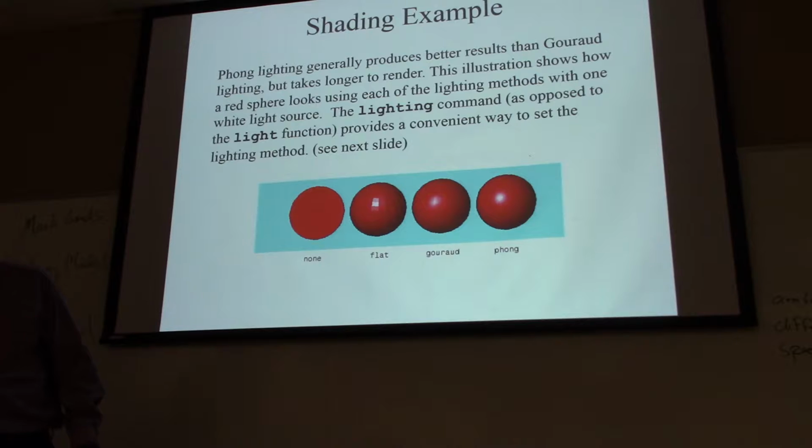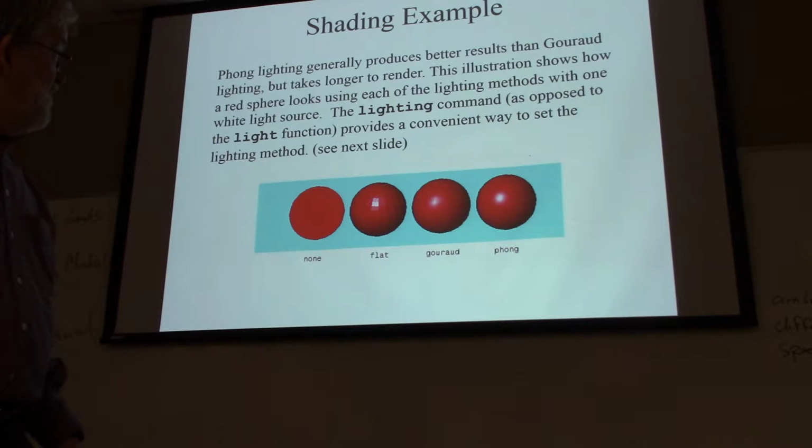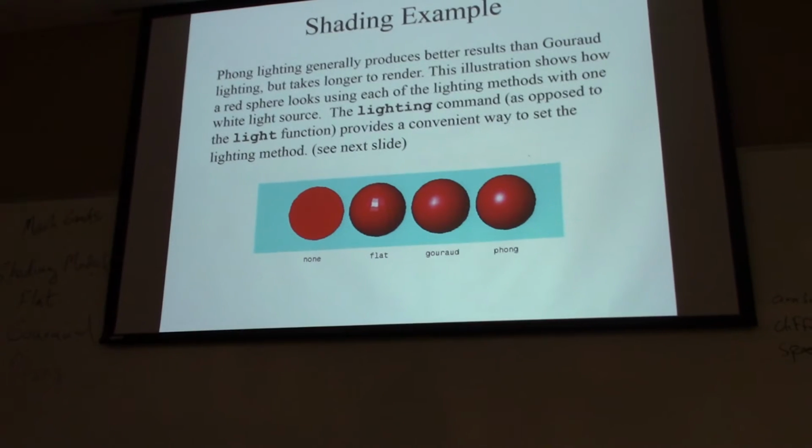And I like this example because it shows all four of them simultaneously. If you just use ambient light and ambient reflection, you don't worry about directions or geometry or anything. It just comes out a single shade. So that's the none there, which means we're not going to do any shading. We're just going to assume ambient effects.